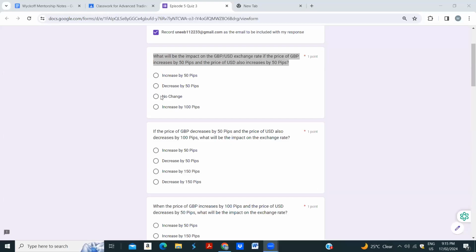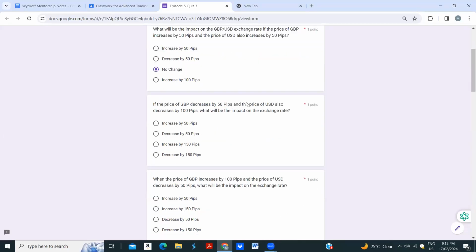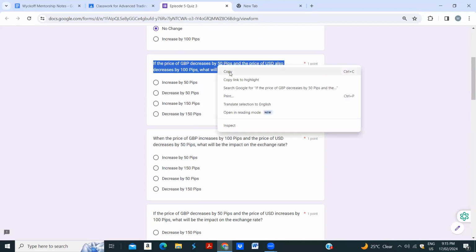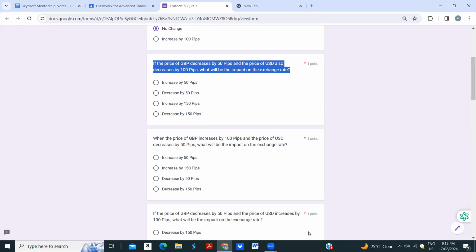No change. If the price of GBP decreases by 50 pips and the price of USD also decreases by 100 pips, what will be the impact on the exchange rate? So you're going to copy it and paste it on the whiteboard.